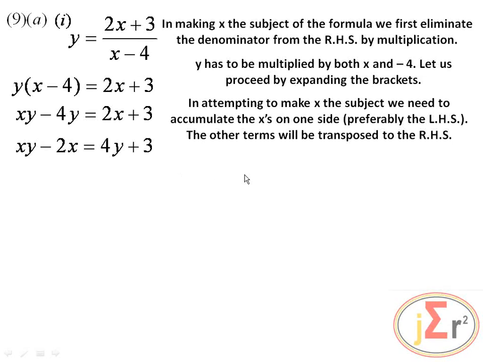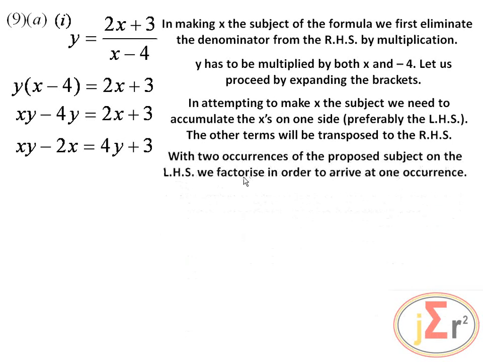What do we need next? With two occurrences of the proposed subject on the left hand side, we factorize in order to arrive at one occurrence. So we have two occurrences of x on this left hand side, and we therefore factorize to get one occurrence of x. So take out a common factor of x. What do we have? X into xy is y, and x into 2x is 2.